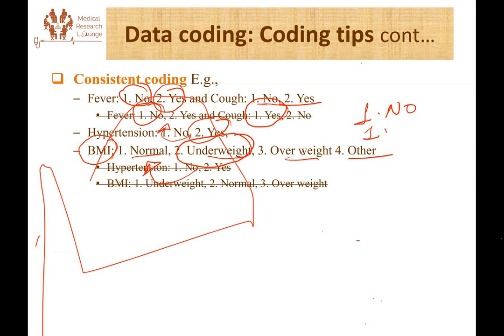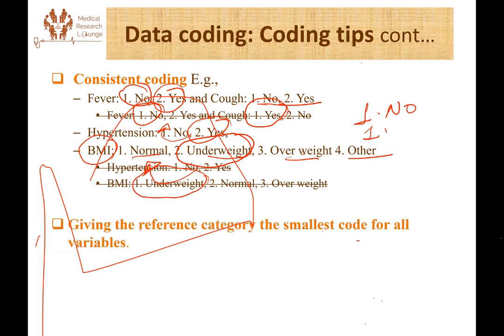If some of you are already analyzing your data, I'm sure you understand what I'm trying to say. So we should avoid using inconsistent coding. Like here, it uses 1 as underweight, and our interpretation will not make as much sense if we code it like this. So we should stick to the normal values as our smallest code.